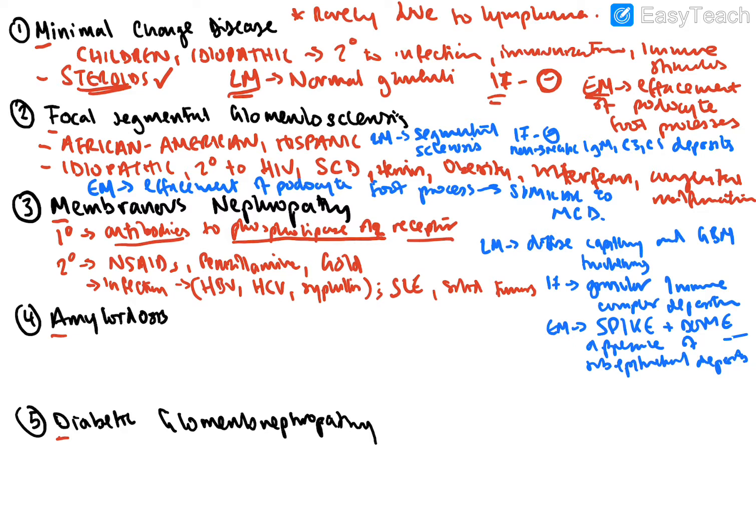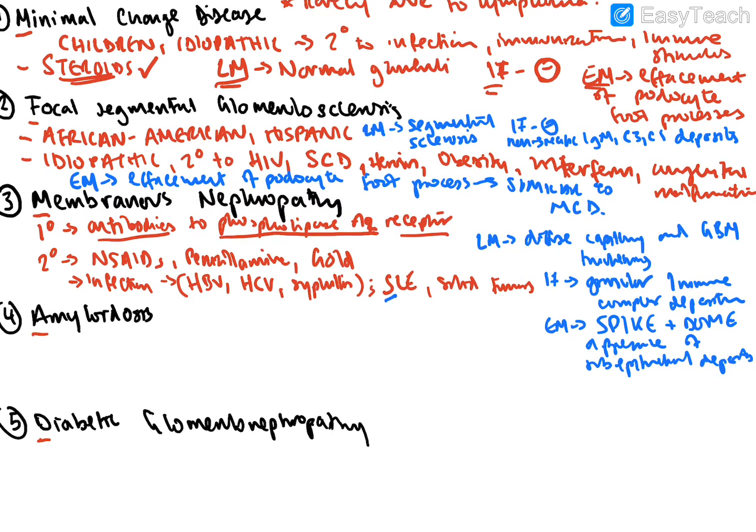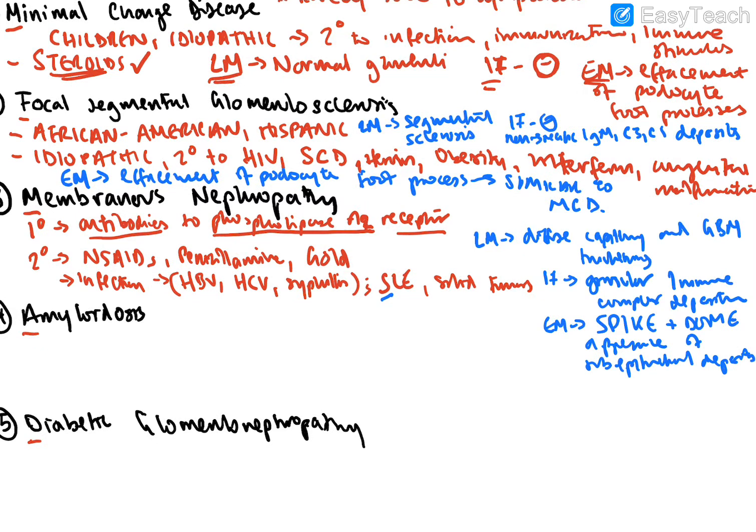Spike and dome. Okay, so how will we remember spike and dome? The moment we say SLE, S for spike. Think of it that way. Or actually much better, we can go to the word solid tumors. Solid tumors, S for spike and D for dome. Spike and dome appearance. Okay, so try to link all this together.